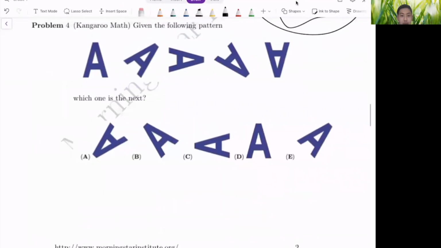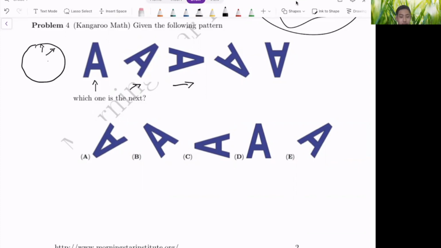Problem 4. Given the following pattern, which one is next? So this problem, let's see. We can assume that this is like a circle. We start upright, which is A. So we start upright because this is vertical. And then the second one, it's slightly slanted, for example, 45 degrees. So this time it's like that. And then for the third one, this time it's directly laying flat. So it's like this on the third clock.